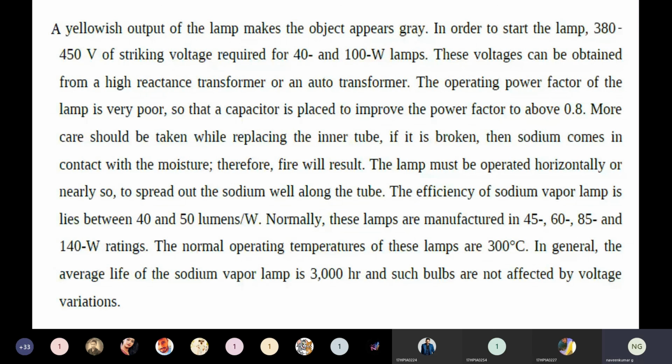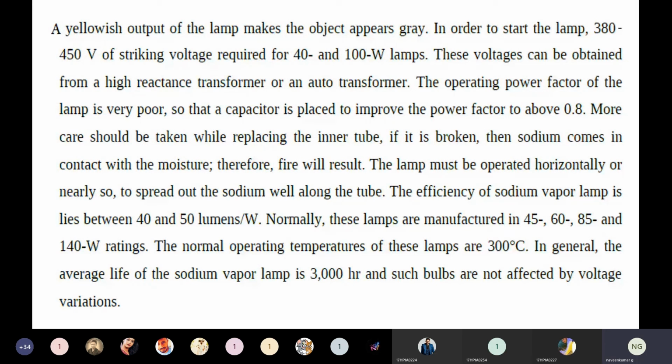A yellowish output of the lamp makes objects appear gray. In order to start the lamp, we need at least 300 to 450 volts of striking voltage. This is necessary for either a 40-watt lamp or a 100-watt lamp. These voltages can be obtained from a high reactance transformer or an auto transformer. The operating power factor of the lamp is poor, so a capacitor is placed to improve the power factor to above 0.8. More care should be taken while replacing the inner tube.